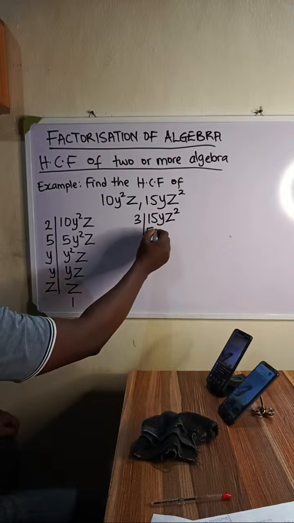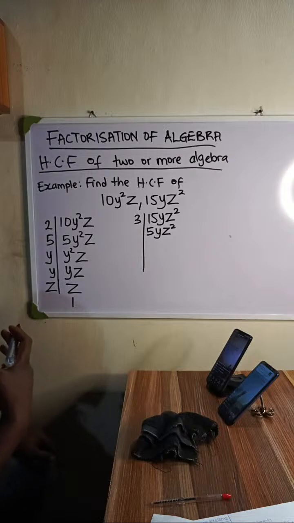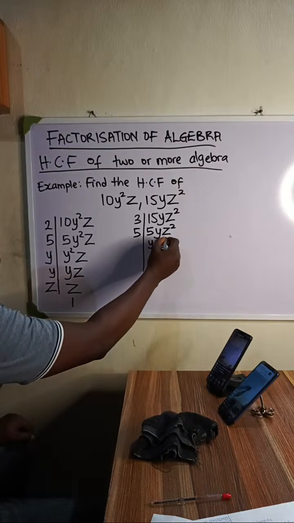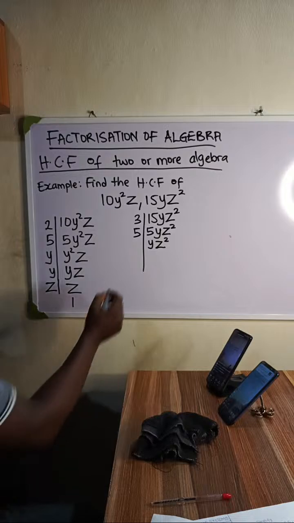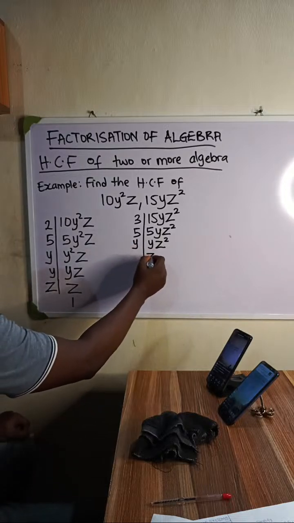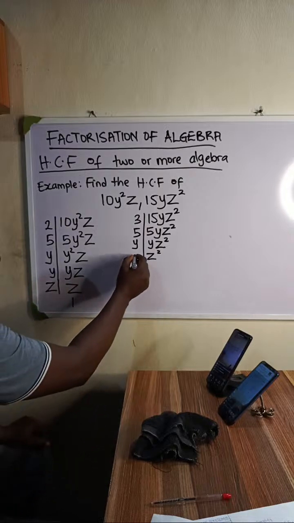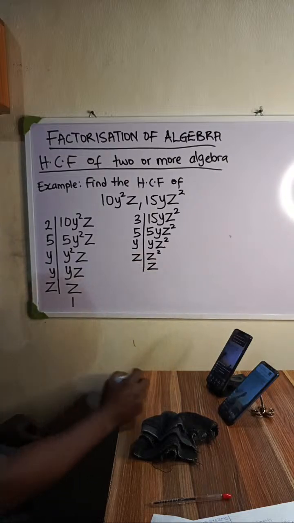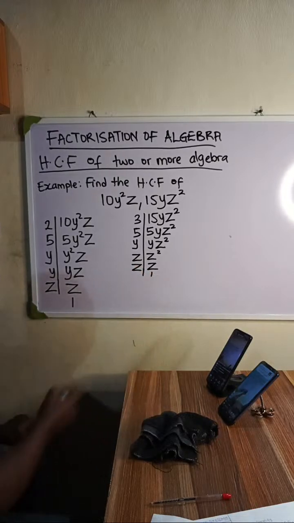What is going to divide first is 3. This will give us 5yz squared. Then we divide by 5. This will give us yz squared. Now we are done with the numbers. We go to the alphabet, we divide by y. This will give us z squared. And then we start dividing by z. This will give us z. And finally, we divide by z again, and this will give us 1.